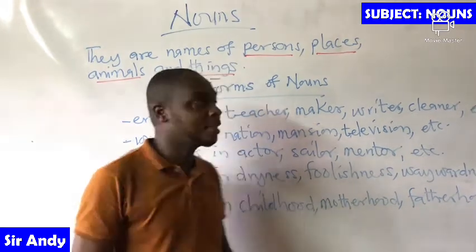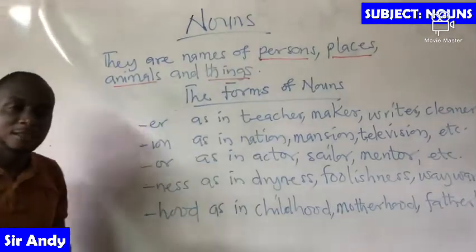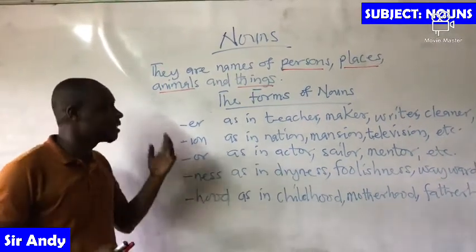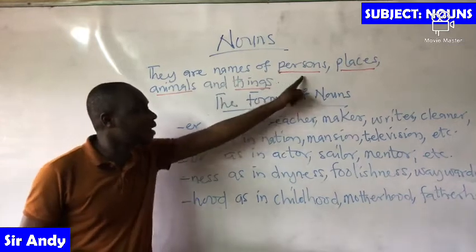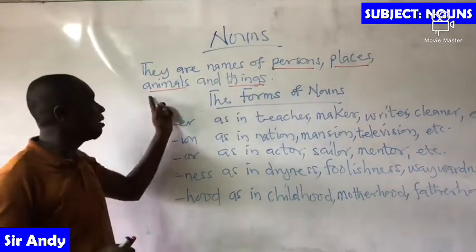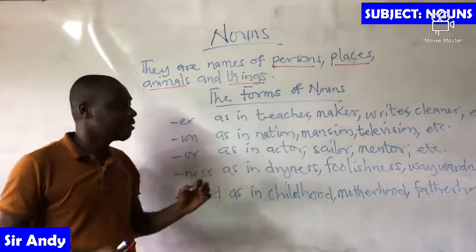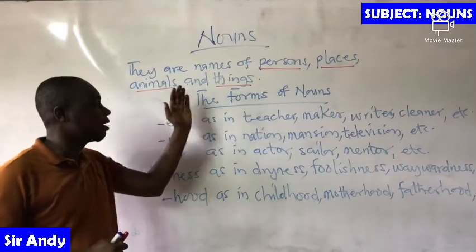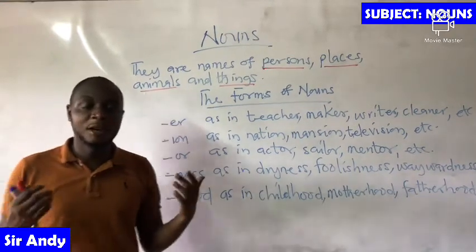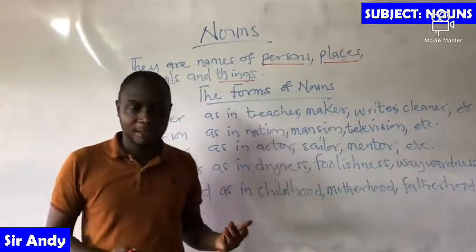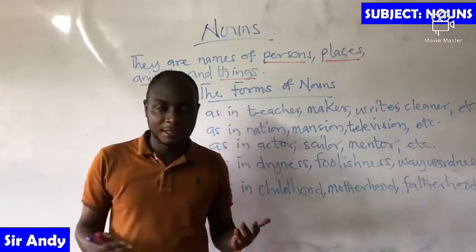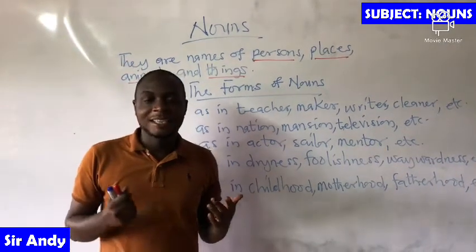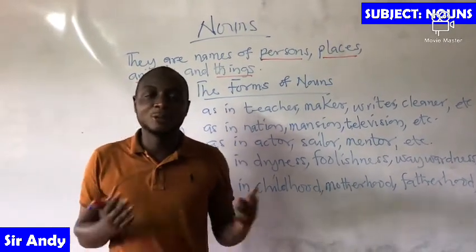So today, as I said, we are going through nouns. When we talk about nouns, all that we are saying is they are names of persons, places, animals, and things. So anytime you hear a name of a person, a name of a place, a name of an animal, and a thing, then you must know that that is a noun. We are referring to nouns.